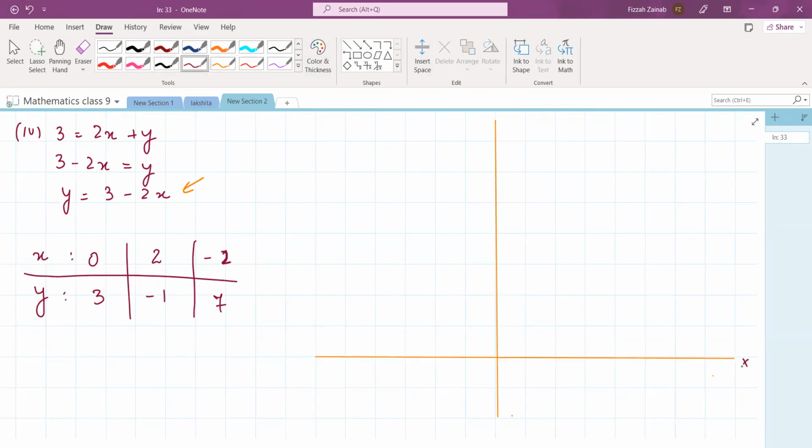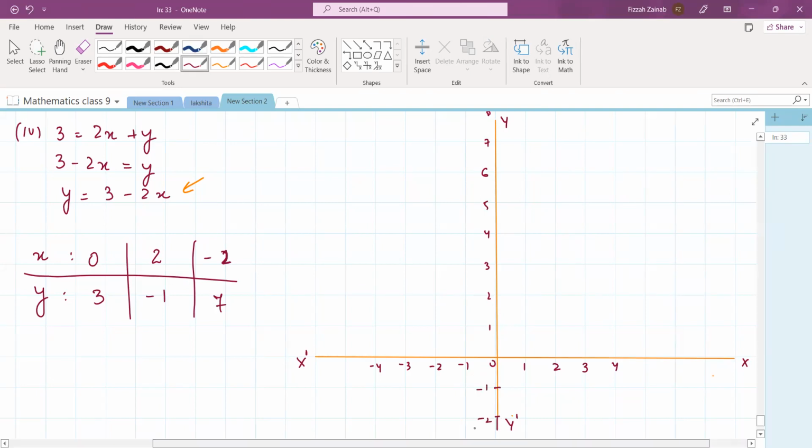So this is my positive x. This is my negative x-axis, positive y and negative y. So x values, obviously this is 0, 1, 2, 3, 4, minus 1, minus 2, minus 3, minus 4. Now y up to positive 7 you need. So 1, 2, 3, 4, 5, 6, 7, and then 8. Now minus 1 is also there. So minus 1 and minus 2, this much is enough.